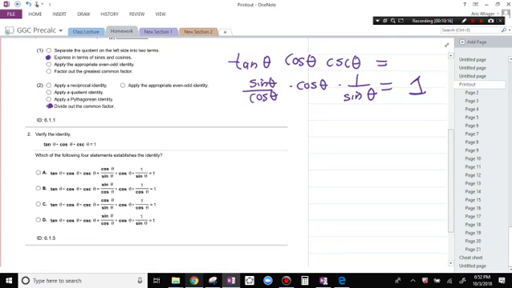Last. Do we see it's the last one? Right? Tangent sine over cosine, leave cosine alone, cosecant 1 over sine. And it's just D. Okay.